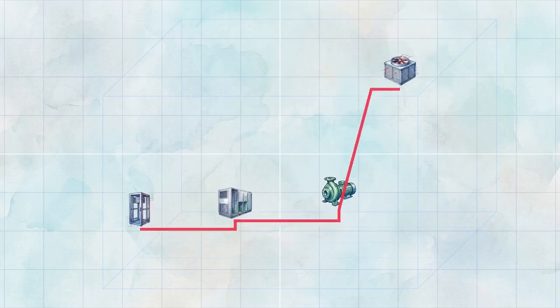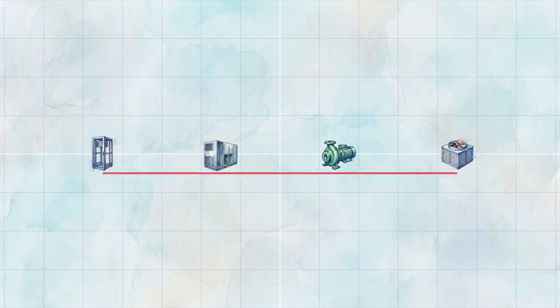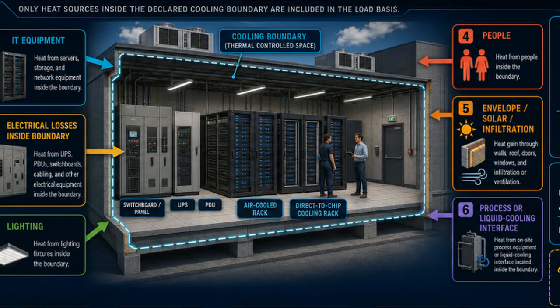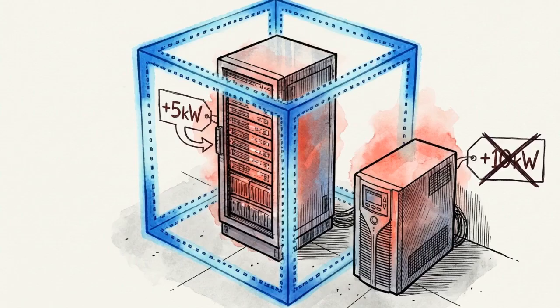The thermodynamic chain is an absolute unbroken path from the heat source to final rejection. This path cannot be estimated. It must be precisely mapped and mathematically accounted for. This schematic illustrates the foundational concept of the cooling boundary. Notice the glowing blue dotted line enclosing the thermal-controlled space. The rule here is rigid. Only heat sources physically located inside this specific boundary are factored into the facility's base cooling load.